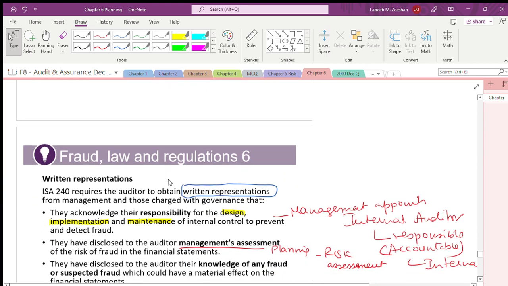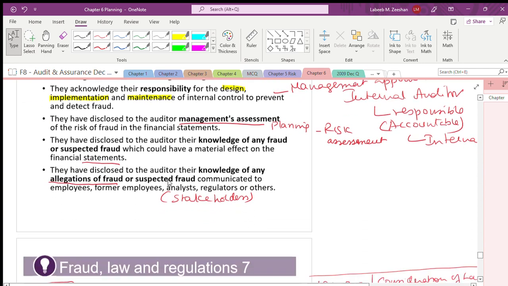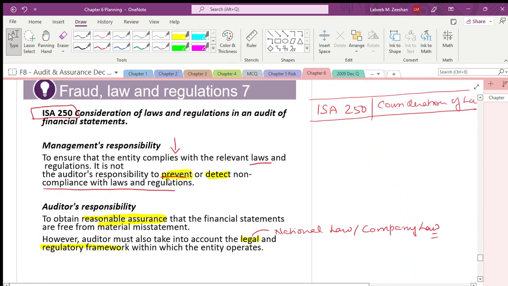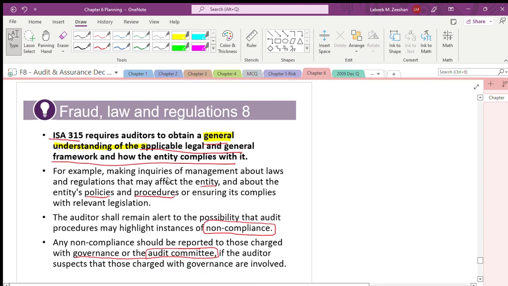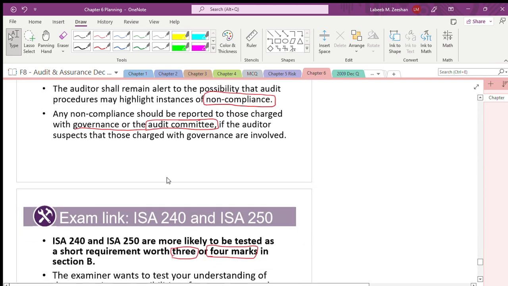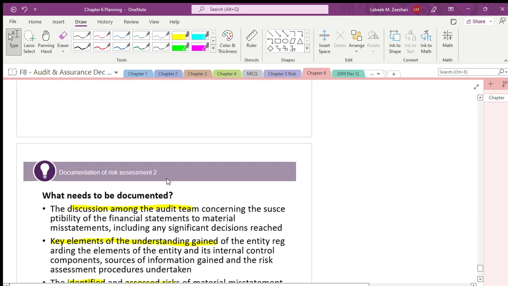Written representation is very important. Written representation, ISA 240: fraud, management responsibility, auditor response. There is no responsibility on the auditor. The auditor must also take into account the legal and regulatory framework. It is the responsibility of the management only. That is why we have discussed ways to obtain reasonable assurance that the financial statements are free of misstatement. Fine. Good.